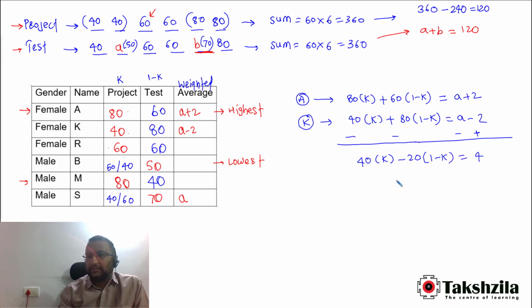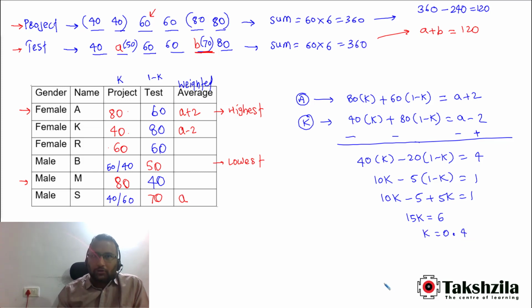So let's solve this. This is going to be how much? 10k minus 5 into 1 minus k is equal to 1. So the value of 10k minus 5 plus 5k is equal to 1. So the value of 15k is equal to 6. The value of k is going to be 0.4. So the weight for the project is going to be 0.4, and the weight for the test is going to be 0.6.